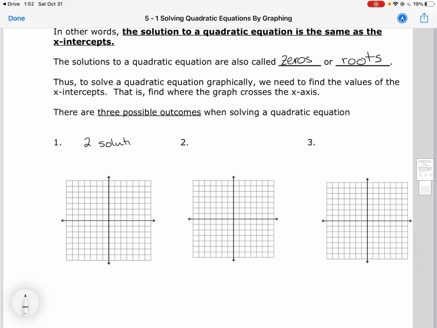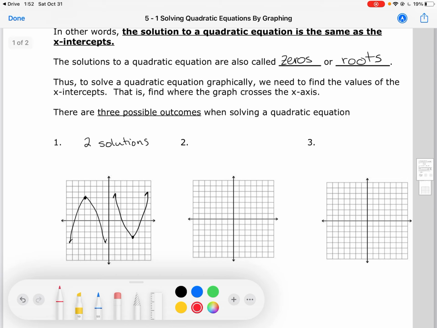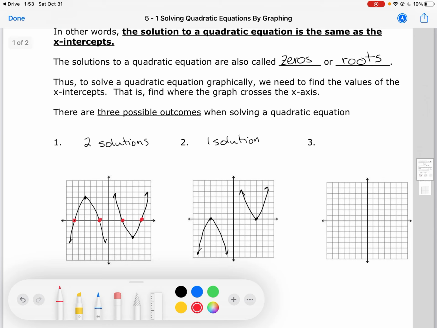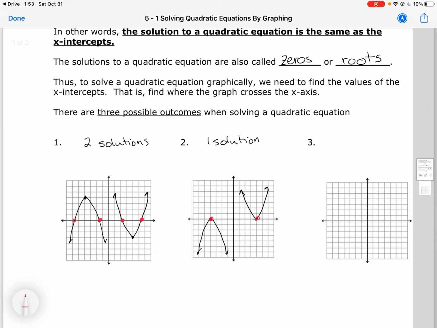You can have 2 solutions, where your parabola has a vertex above the x-axis and opens down, or below the x-axis and opens up. And then your solutions would be here and here, or here and here. Your second option is only one solution, and that's where the vertex is right on the x-axis. So we've got here, opens down, or here, and opens up. And then our solutions would be one here and one here.